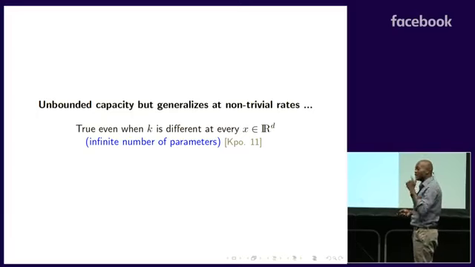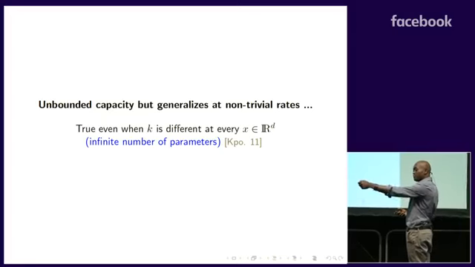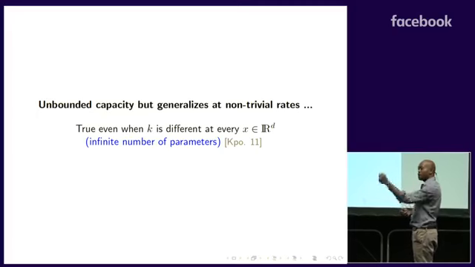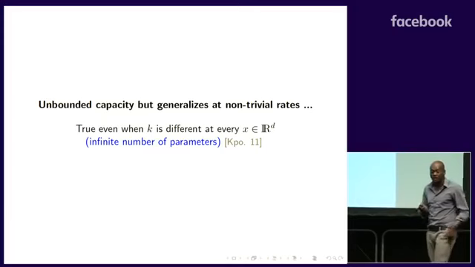And if you think about it, now you have an algorithm where you're choosing k at every data point. So the number of parameters of this algorithm is infinite. You have as many parameters to choose as number of points in your space. However, you still generalize, which is quite an interesting fact to me.